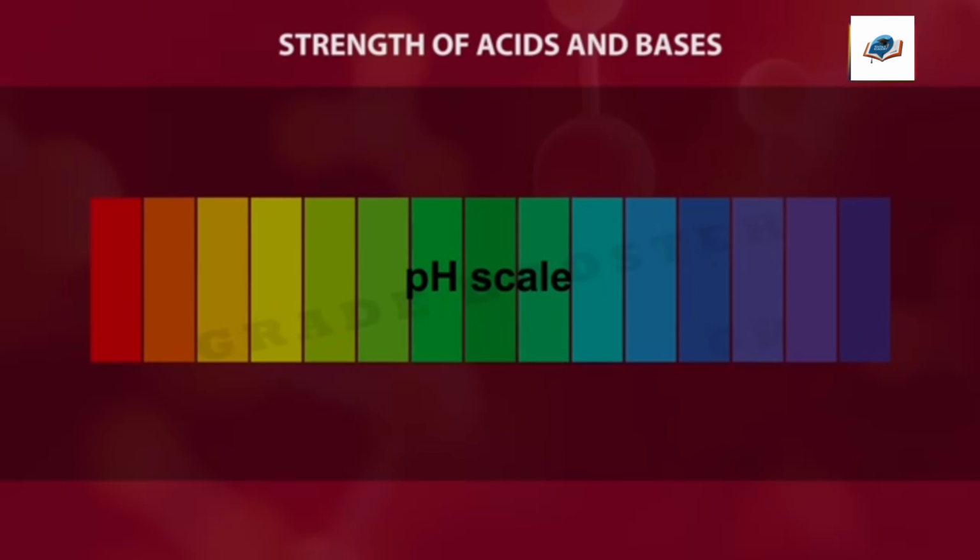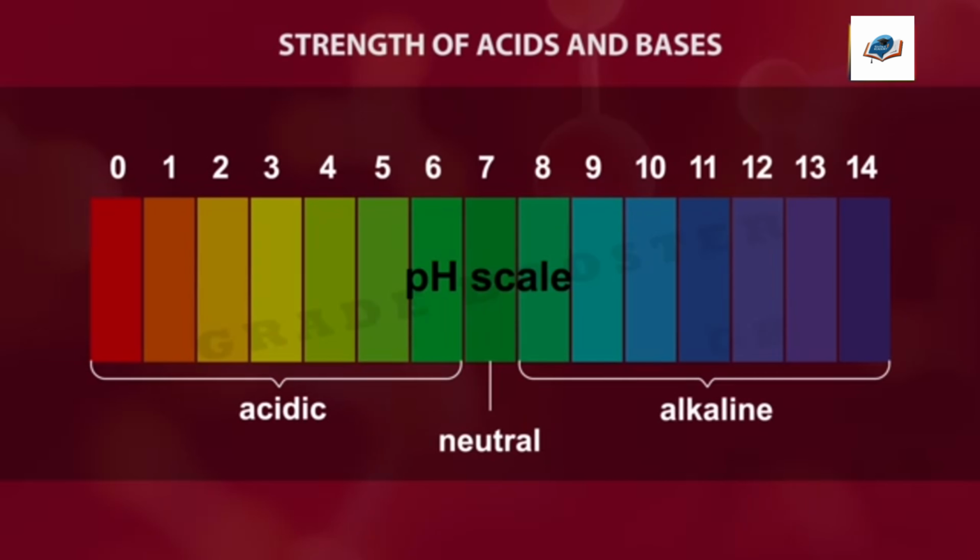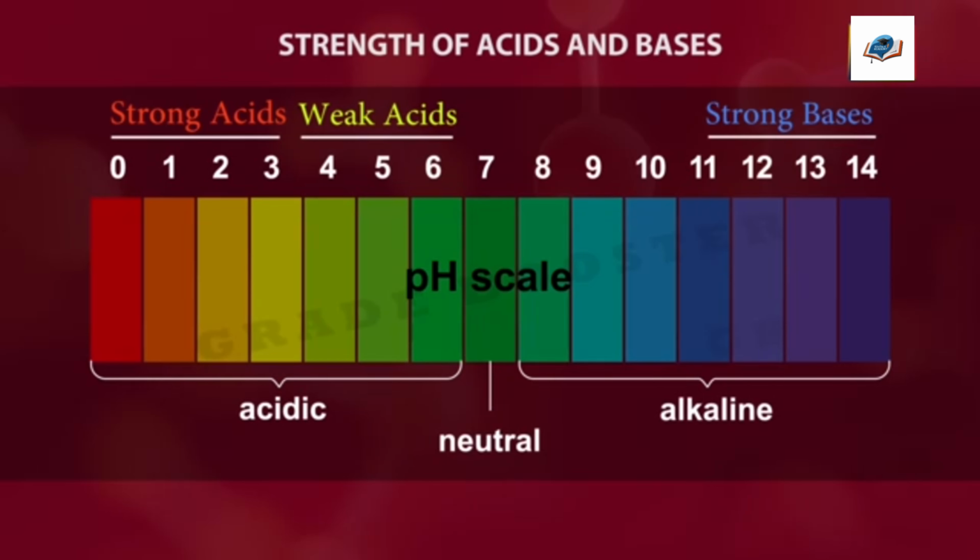The pH scale has values from 0 to 14. The substances with pH 7 are neutral. The substances with pH below 7 are acidic, and the substances which are above 7, that is from 7 to 14, are basic. The acids that are closer to 0 are strong acids, and the acids that are closer to 7 are weak acids. In the same way, the bases that are closer to 14 are strong bases, and those closer to 7 are weaker bases.